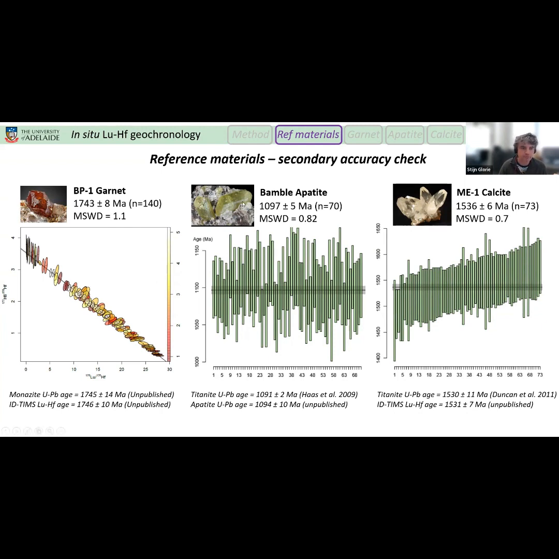For apatite, we use BAML as our secondary, and we get a good age here of 1097 over multiple sessions, which again is in good agreement with published numbers for the apatite. And then also lastly with calcites, going through all the steps, this is our secondary calcite standards. We've got a good age that again also conforms with previous numbers. So we analyze those every single session to make sure that our dates are accurate, and that's quite important.